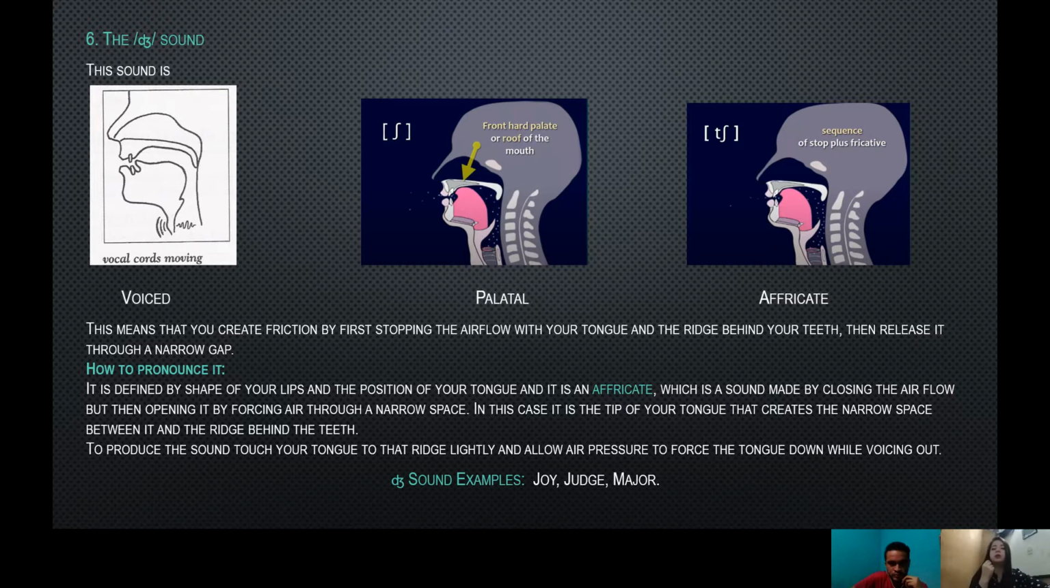To pronounce the sound, set your tongue to that ridge slightly and allow the air pressure to force the tongue down while pointing up. So it will be like this. Some examples: joy, judge, please.